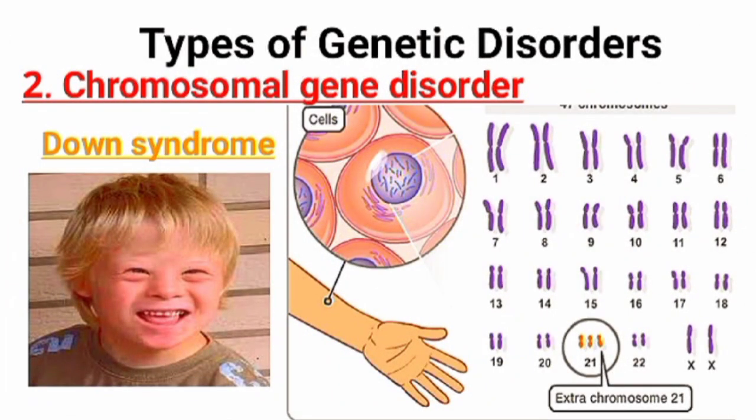The second type of genetic disorder is chromosomal gene disorder. Chromosomal disorders are where chromosomes or a part of chromosomes are missing or changed. Down syndrome is an example of chromosomal gene disorder. Down syndrome is a developmental disorder caused by an extra copy of chromosome 21, which is why the disorder is also called trisomy 21. Having an extra copy of this chromosome means that individuals have 3 copies of each of its genes instead of 2, making it difficult for cells to properly control how much protein is made.